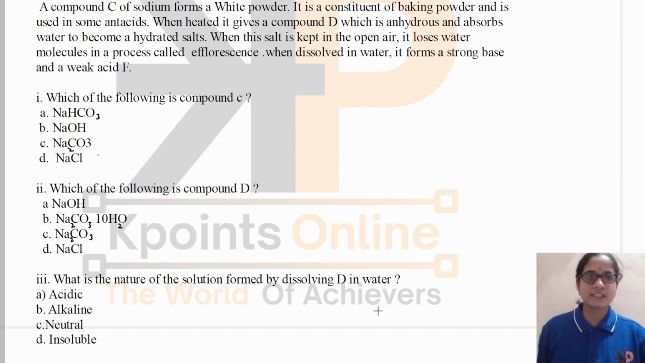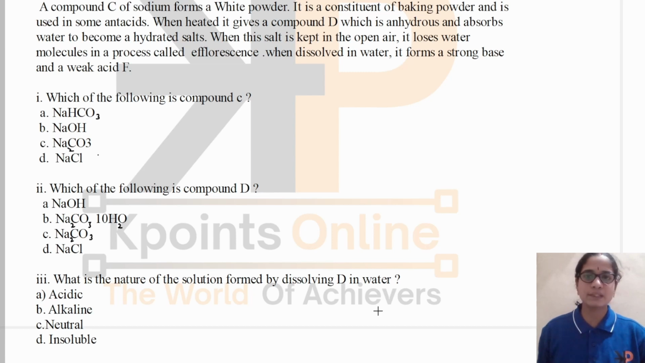Okay. Let us read the next question. It is a case study question. Read the passage carefully and answer the following questions. A compound C of sodium forms a white powder. It is a constituent of baking powder and is used in some antacids. When heated, it gives a compound D which is anhydrous and absorbs water to become a hydrated salt.